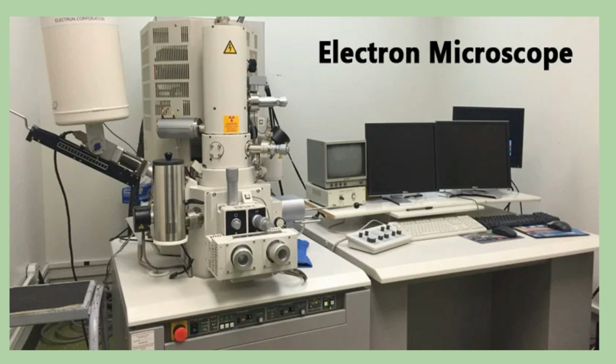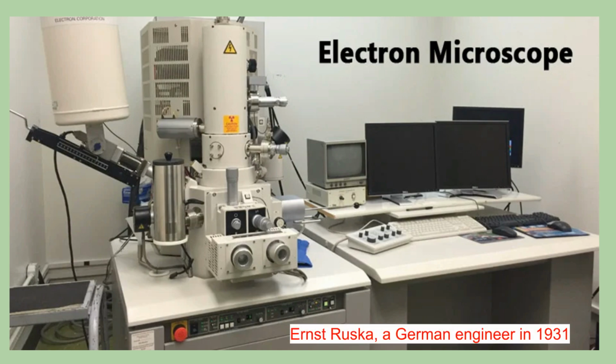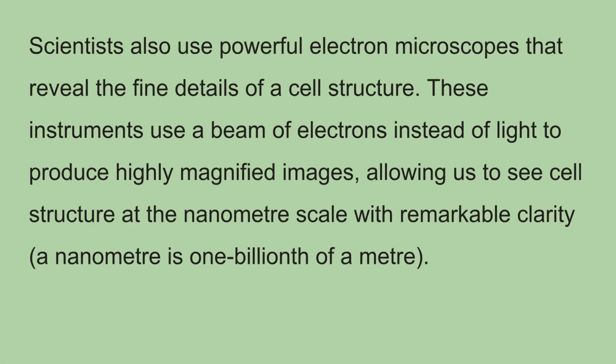This is an electron microscope. The first one was developed by German engineer Ernst Ruska in 1931. Electron microscopes utilize a beam of electrons instead of light to produce highly magnified and clear images. They allow us to observe cell structures at the nanometer scale. A nanometer is 1/billionth of a meter.